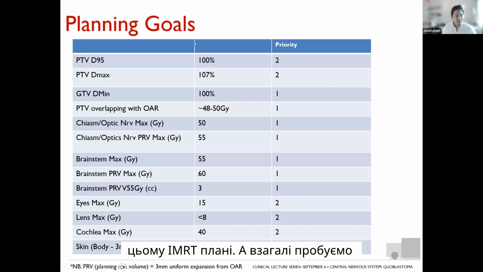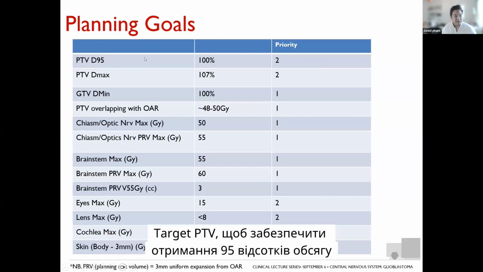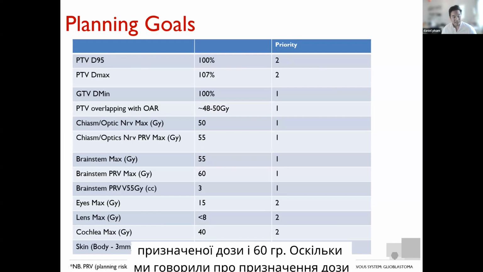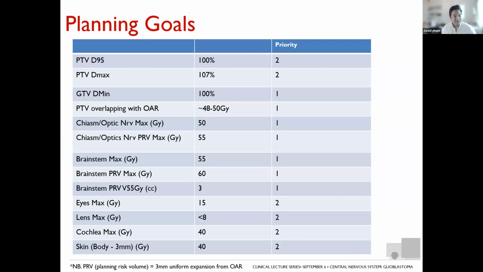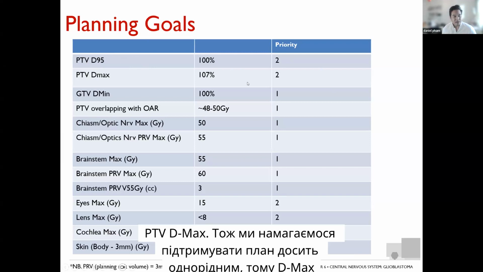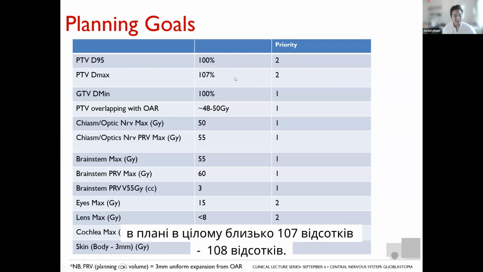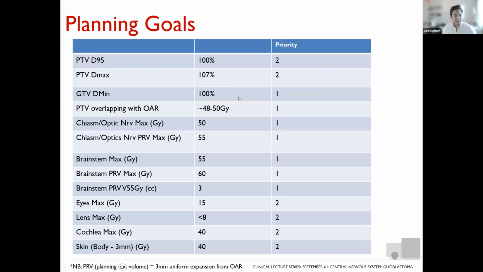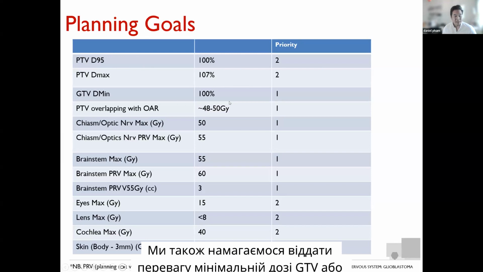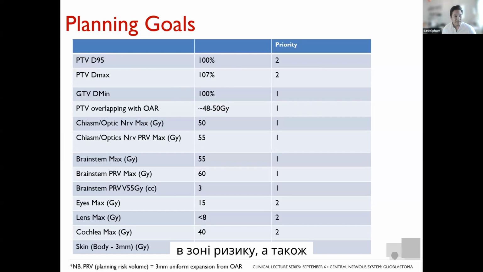And in general, at Stanford here, we try to cover all of our targets, PTV, to ensure that 95% of the volume receives the prescribed dose, so 60 gray, as we were talking about with the dose prescription. PTV Dmax, so we try to keep the plan quite homogeneous. So the Dmax in the plan is generally around 107%, 108%. We also try to prioritize the minimum dose to the GTV, or the high risk area.